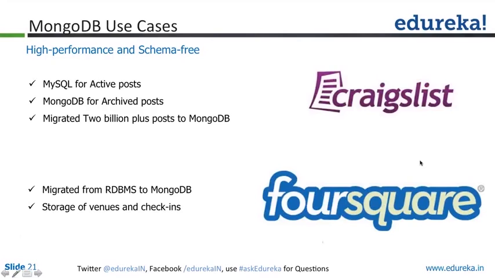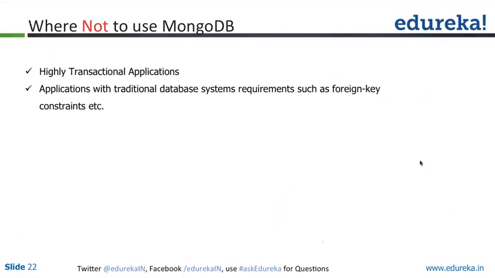Okay. Where not to use Mongo? Highly transactional applications, where you have traditional database requirements like foreign key constraints, etc. Because it is still a NoSQL system, it sort of falls into the category of denormalization. So preferably don't use it wherever you have too many foreign key constraints, a lot of joins, etc. Probably it's not a good place. And also highly transactional applications.